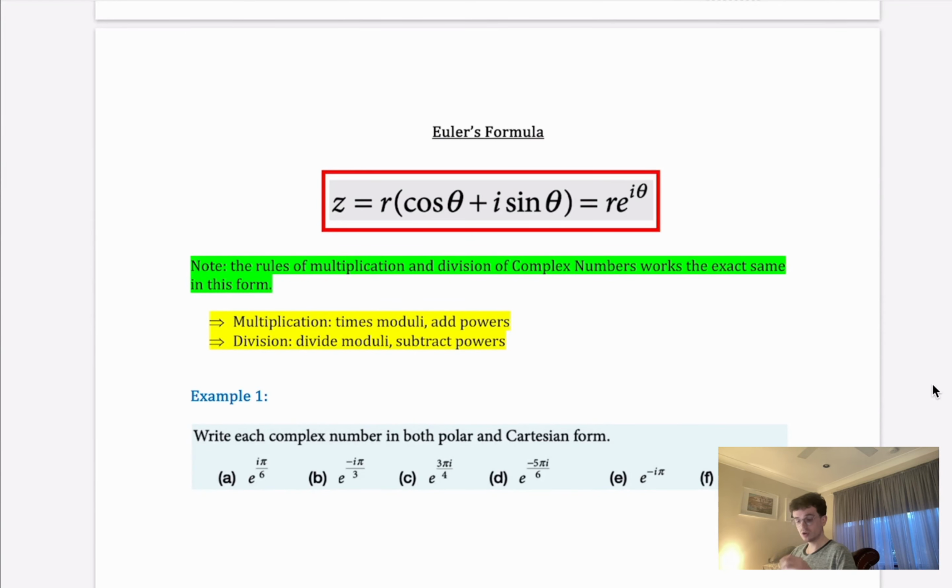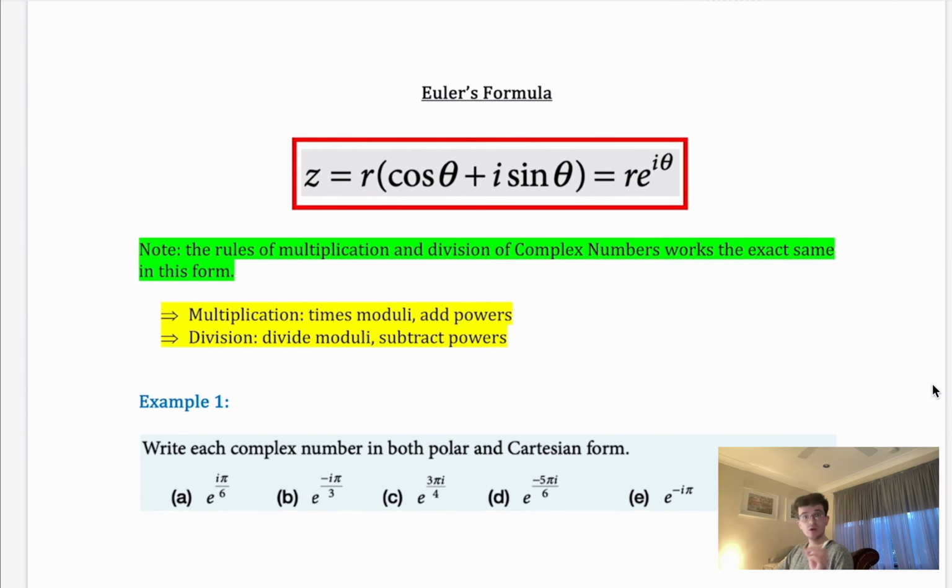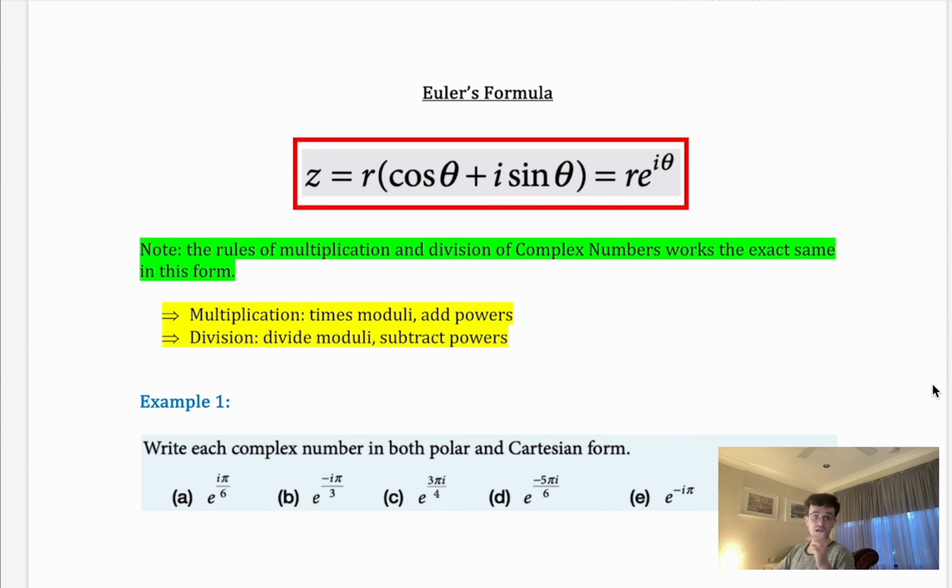Hi, today we're going to have a look at Euler's formula. Euler's formula is another nice looking formula in complex numbers which allows us to quickly and simply write things that are in modulus argument form. It's less writing and it allows us to quickly calculate things.